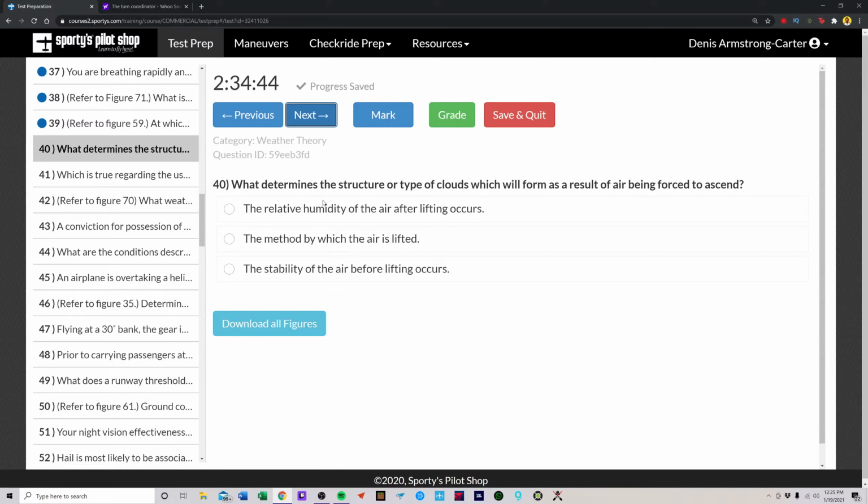What determines the structure or type of clouds which will form as a result of air being forced to ascend? The method by which air is lifted. Air being forced to ascend. The stability, I think it's the stability of the air before lifting occurs. I'm not exactly sure about this question, but we'll see what we get at the end.